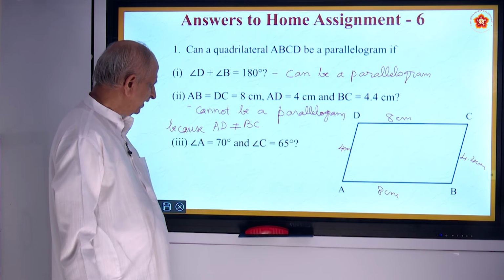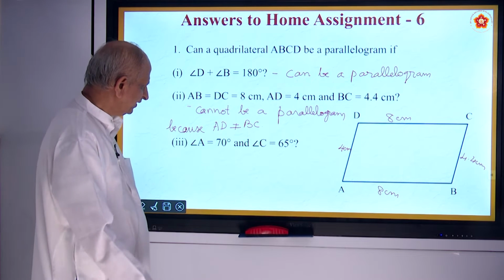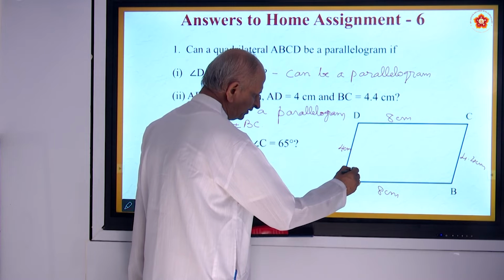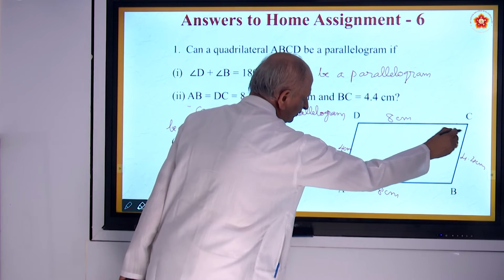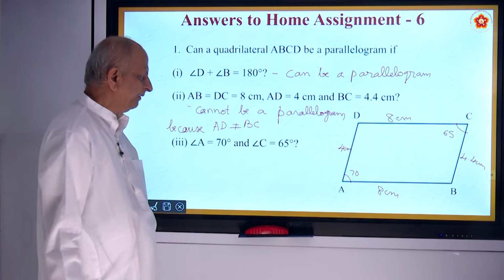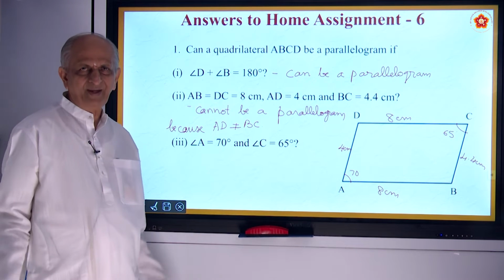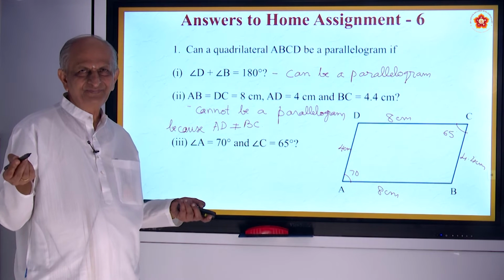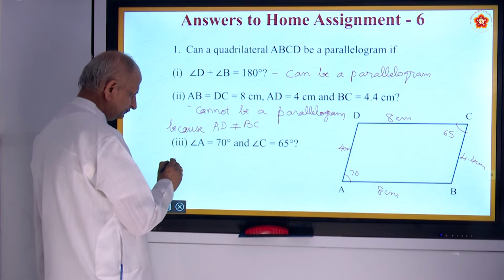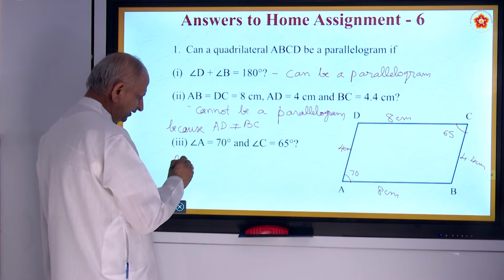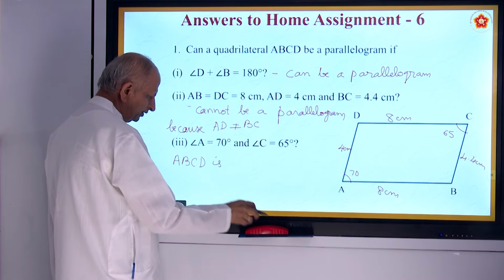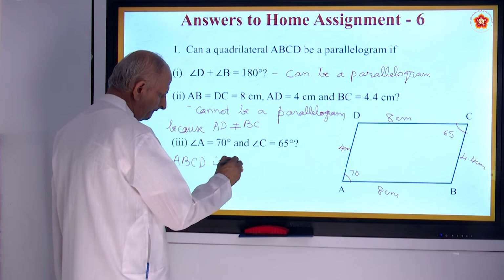And third question in that, angle A is given to be 70 degrees and angle C is given to be 65 degrees. Can it be a parallelogram? Come on, anybody? Yes, what is the answer? It cannot be. So, the answer you must write like this: ABCD is not a parallelogram.